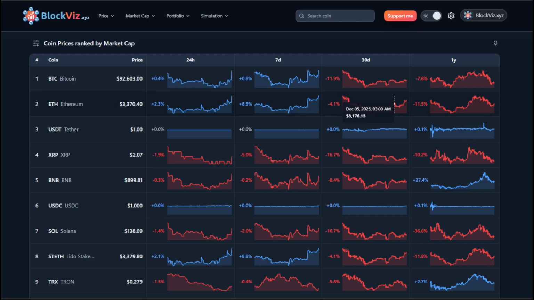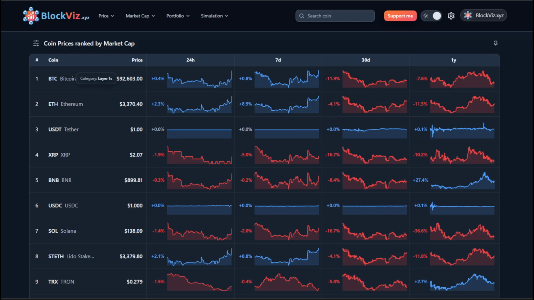So for example, you can see here now, okay, we're still down 4.1% over the last months, over the last 30 days, even though we are up 9%, right? So this I think is very helpful to be able to get a quick overview of the respective coins on the homepage across multiple time frames.